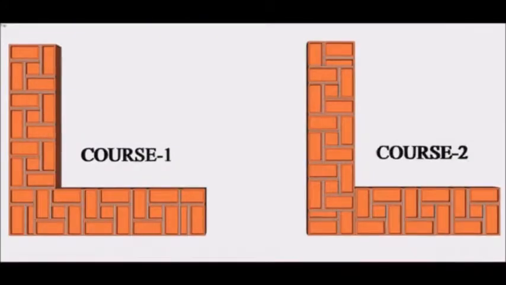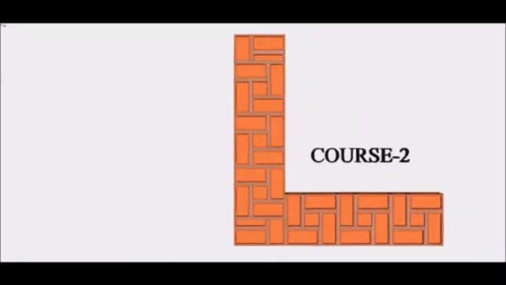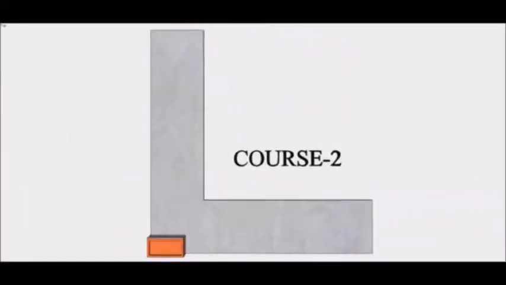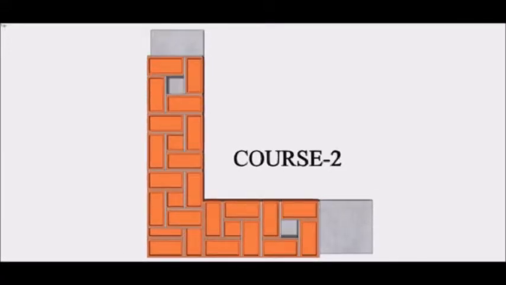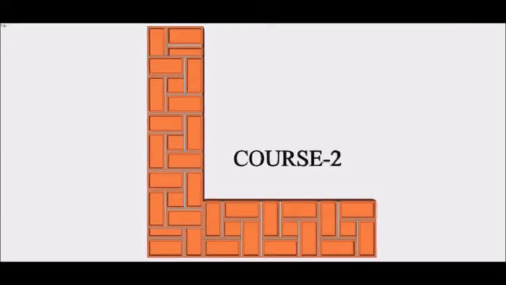When we come to course 2, instead of starting from a header, we start from a stretcher, then a 3/4 bat, and a queen closer. The rest of the arrangement is the same, using a header and a stretcher, and providing a half bat in the middle, as shown in the animation.